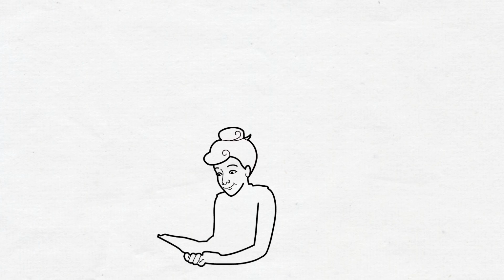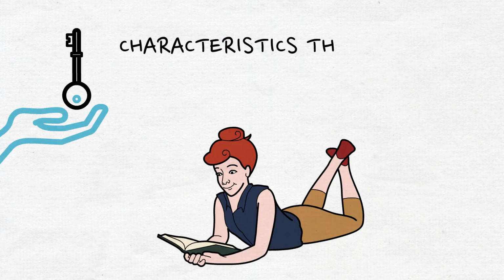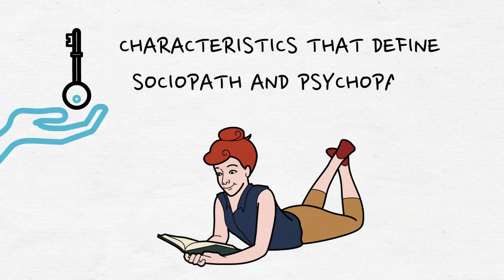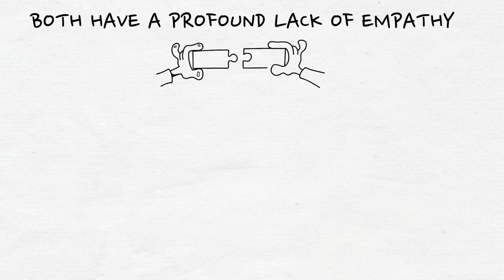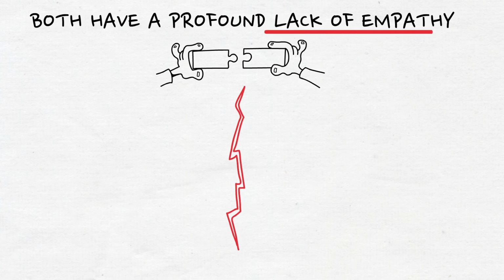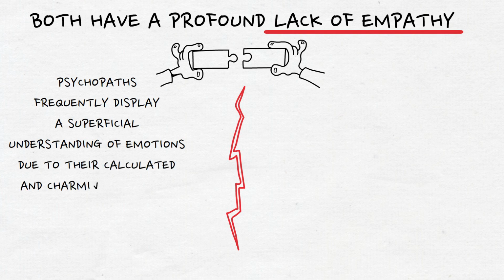Now that we've touched the surface, let's dive into the complex world of key characteristics that define sociopath and psychopath. As I've mentioned, both have a profound lack of empathy, which is their main point of connection. Distinctions between the two are made by the nuances present in this lack of empathy, however. Psychopaths frequently display a superficial understanding of emotions due to their calculated and charming demeanor.